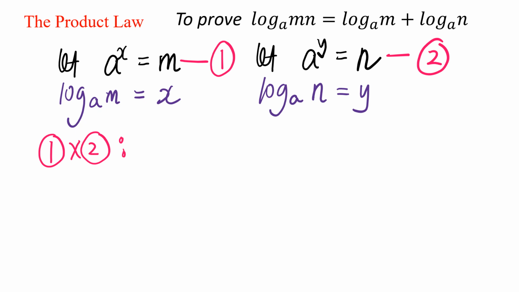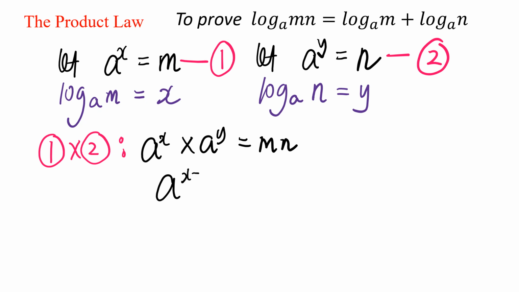That means the left hand side is a to the power of x multiplied by a to the power of y, and the right hand side will be m times n. Here you apply what we have learned early on: if you have the same base, you add the powers. That is what you learn in the rules of indices. And then what's the next thing we do? Remember, it's always converting from index to log and log to index. So now we are given the index, we're going to convert it to log.